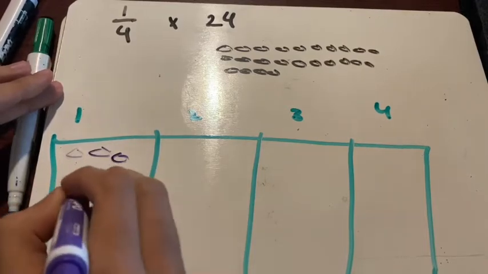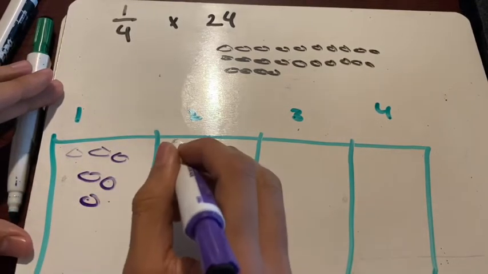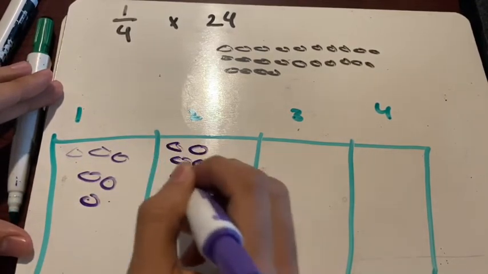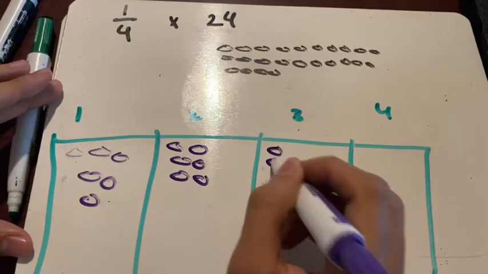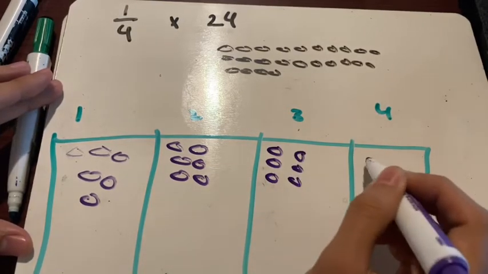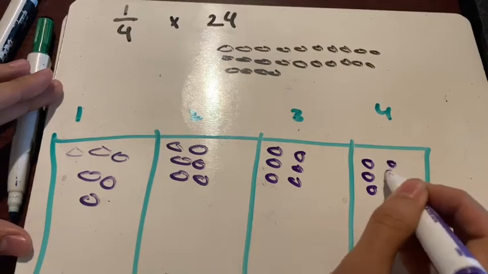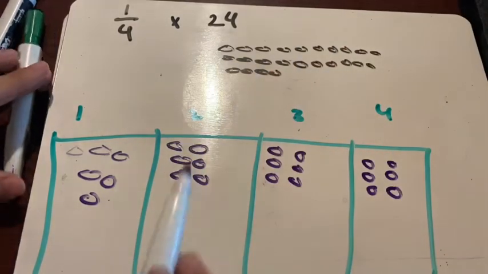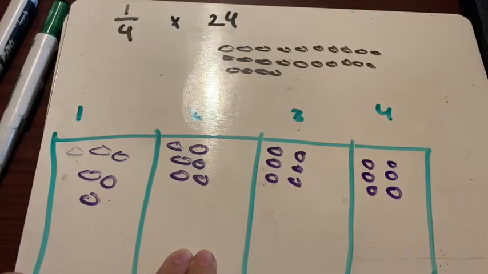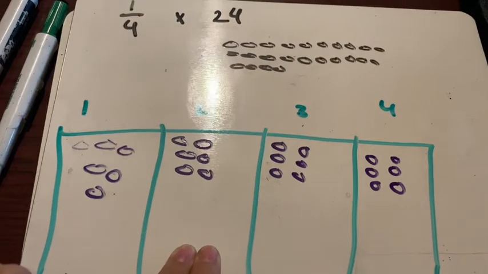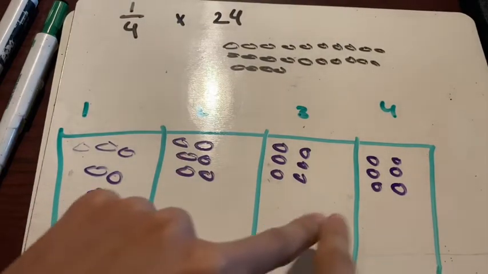Hopefully you figured that out. 1, 2, 3, 4, 5, 6, 7, 8, 9, 10, 11, 12, 13, 14, 15, 16, 17, 18, 19, 20, 21, 22, 23, 24. All of them got used up. So you see, this method here worked out perfectly because every box got the same amount.